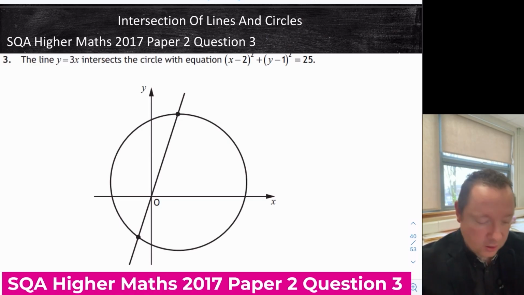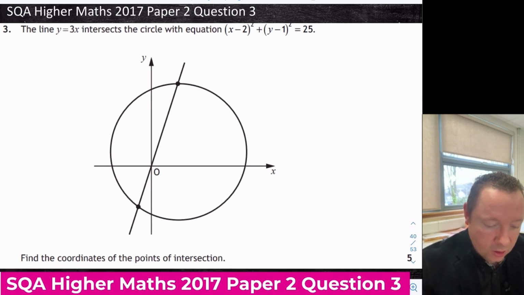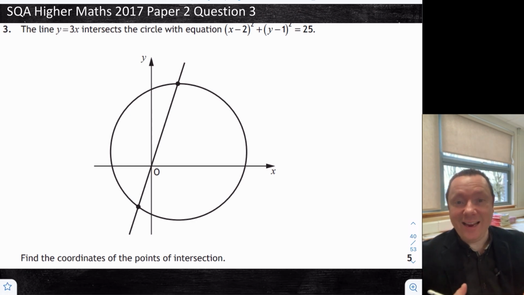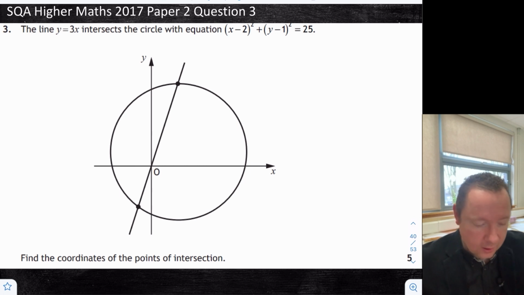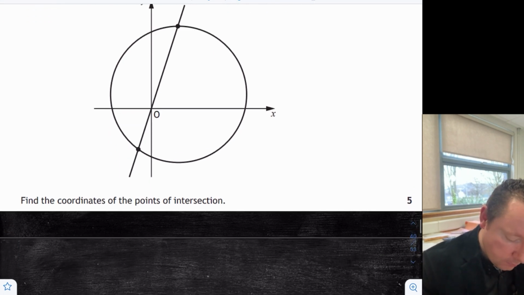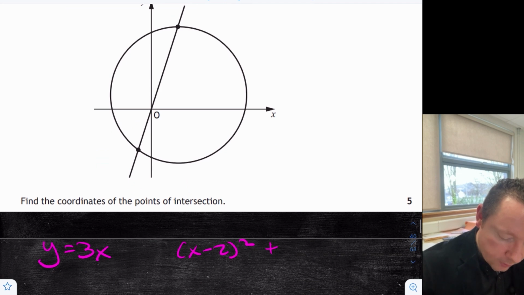The intersection of lines and circles again. The line y equals 3x intersects the circle with equation (x minus 2) squared plus (y minus 1) squared equals 25. Find the coordinates of the points of intersection. So if they intersect, it means we're solving them simultaneously to find these points. So y equals 3x is our first equation, and we'll write down our circle equation, (x minus 2) squared plus (y minus 1) squared equals 25.